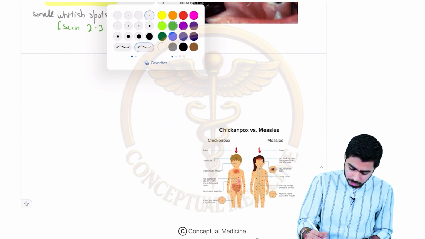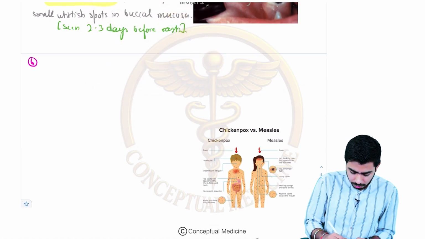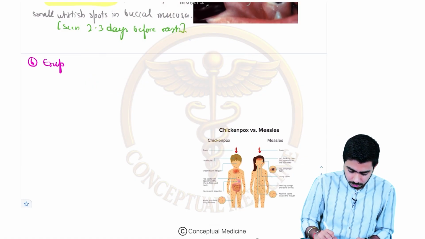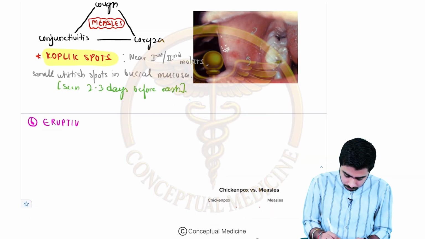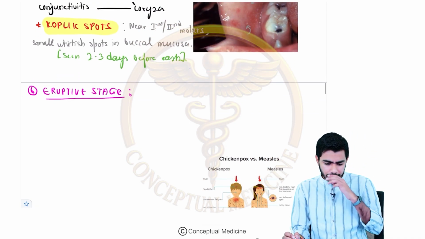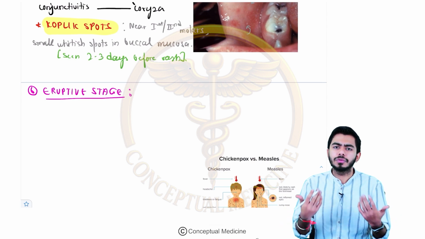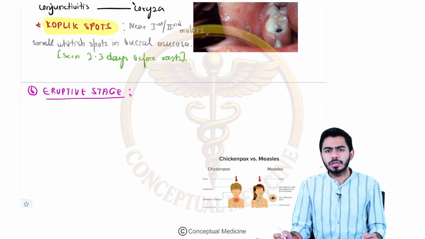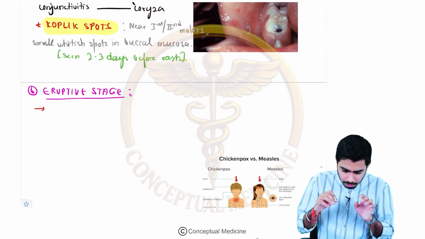Then the next one you can mention is the eruptive phase, or eruptive stage. Here I have talked about the prodromal stage, and this is the eruptive stage. In the eruptive stage, we are going to talk about the start of the appearance of the rashes. Basically these rashes are maculopapular rashes again, guys. So here also we are going to talk about the maculopapular rash appearance.